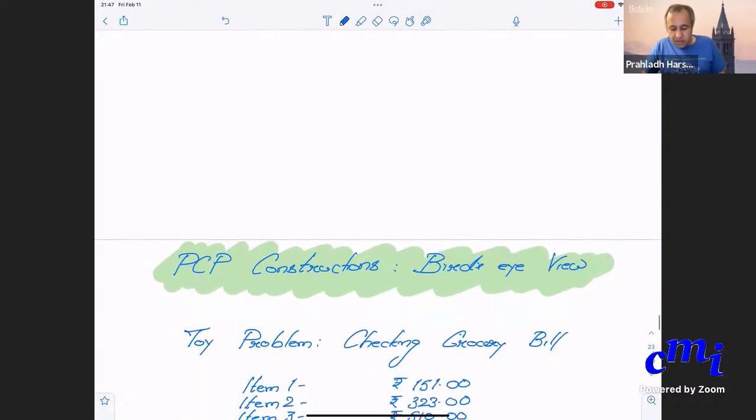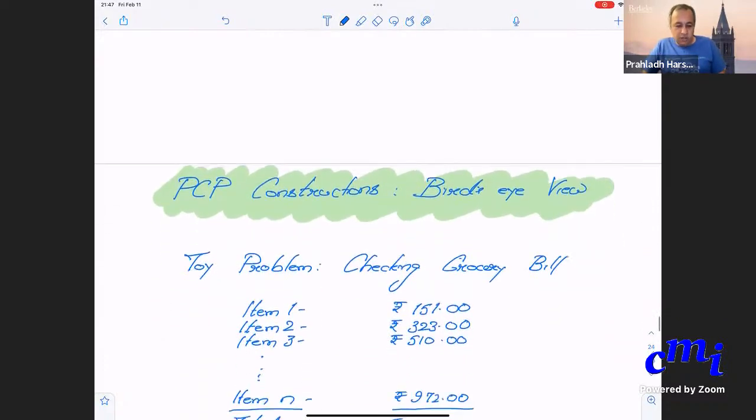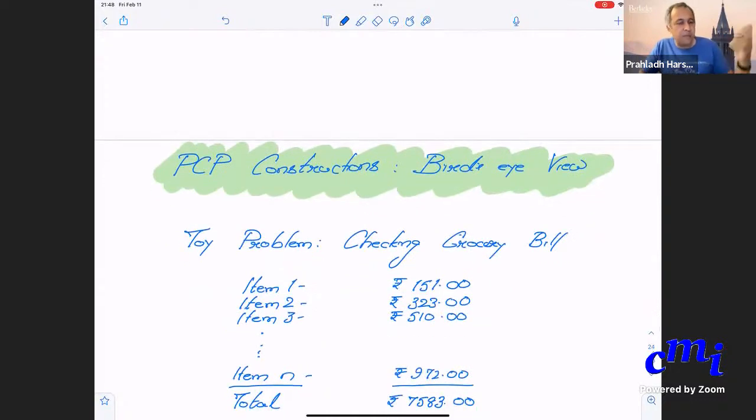Let's take a very simple task. I want to check the grocery bill. I go to the grocery and buy n items. Item 1 is so much, item 2 is so much, item 3, and the nth item, and I have a total. The grocer gives me a total, and I want to check that this computation is actually correct.